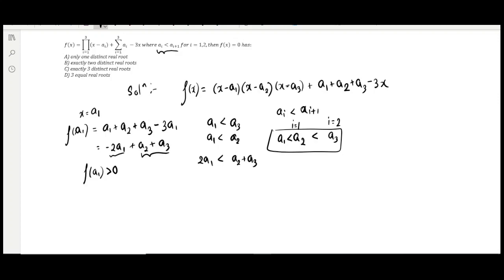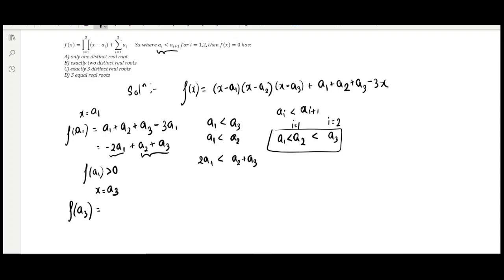Similarly, if we put x equal to a2, we will not find anything. You can try by putting x equal to a2. This term will become 0, a1 plus a2 plus a3 minus 3a2. You will not be able to determine whether it's positive or negative, but if you put x equal to a3, you will find out something relevant from it.